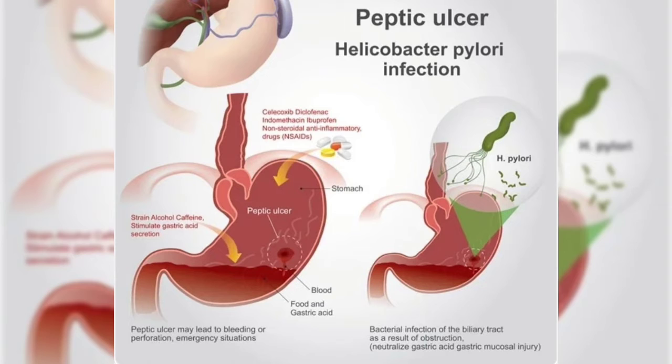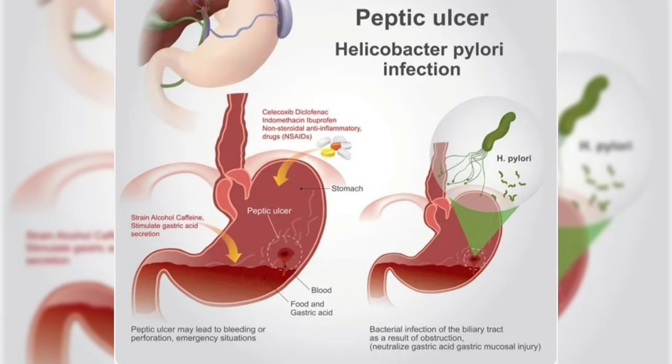H. pylori can be spread through stool of an infected person by contaminating food or water, usually due to poor personal hygiene. Another cause is not washing hands, mostly within fast food restaurant chains.